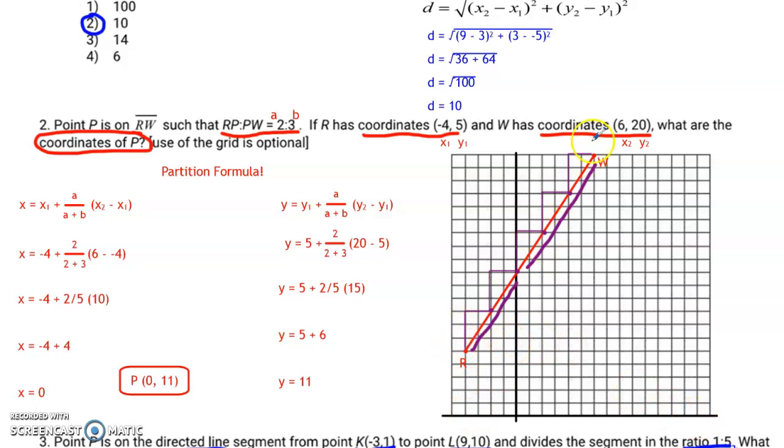I graphed R and W, and I showed that the slope from R to W is up 3 over 2. It's 3 halves. And I go 1, 2, 3, 4, 5 times using that up 3 over 2 pattern. I'm asked to find a point that splits the line segment into 2 to 3. That means 2 slopes on the left-hand side and 3 slopes on the right-hand side. This point is the point that I'm looking for, and if you counted out the boxes, the x value would be 0 and the y value would be 11. So I could have gotten the answer either way.